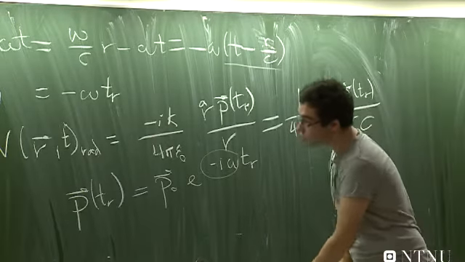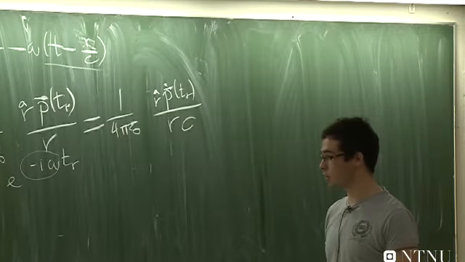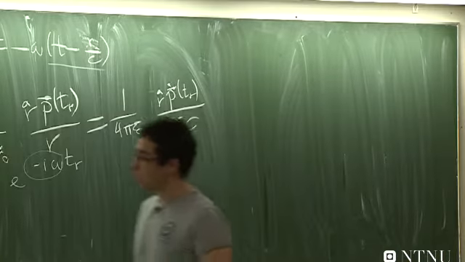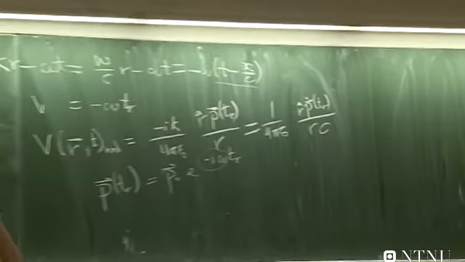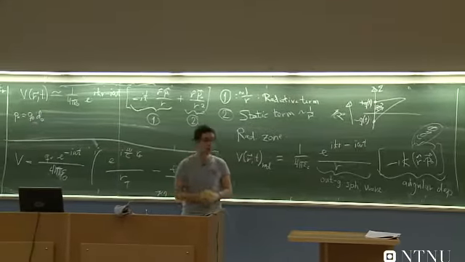Next step is, of course, to get the vector potential A, because we need both the scalar potential and the vector potential to determine the fields completely. So I think we're leaving the scalar potential for now. Any questions on that?